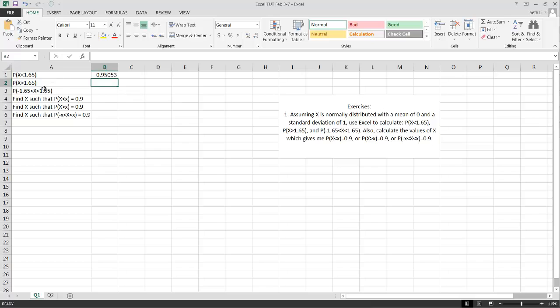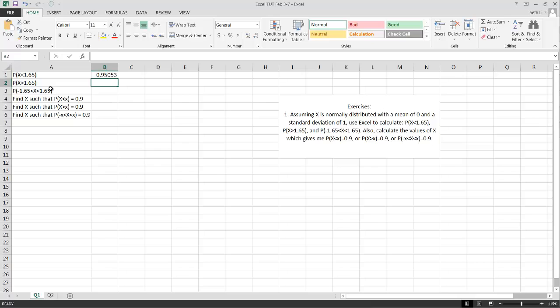Moving on to the next one, now we want to know if x is greater than 1.65. In the normal distribution function, you can't actually put a sign in for the x, so you can't tell it whether you want greater or less than. It automatically assumes that you want everything beneath 1.65 in a normal distribution.